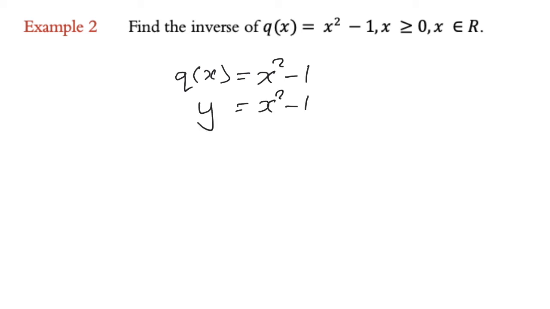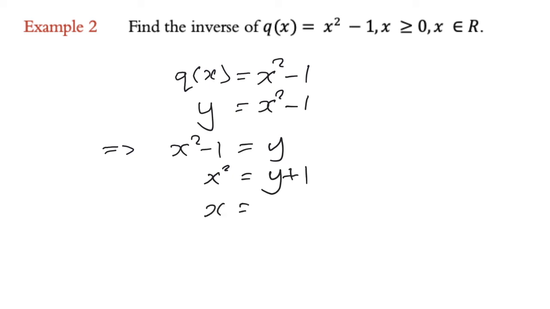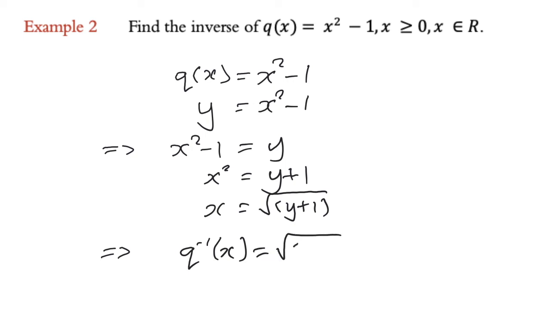We now want to rearrange the formula so that x is the subject. So we'll do that fairly easily by adding 1 to both sides and then taking the square root. So x equals the square root of y plus 1. And this is our inverse function. So we would interchange the x and y, or we can simply say now that q to the minus 1 of x, the inverse function, would be the square root of, and remember it has to be x in here, square root of x plus 1.